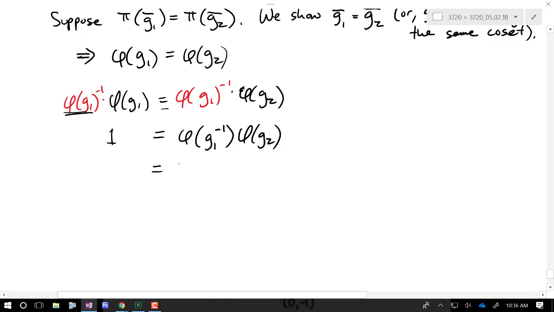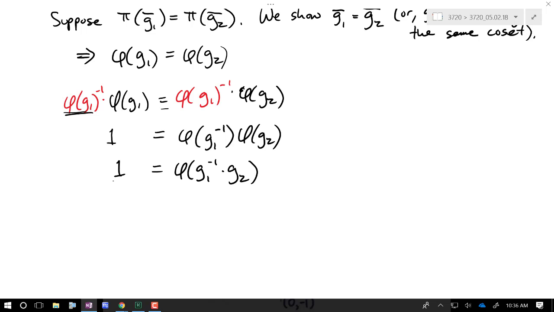Phi of G1 inverse times G2 inverse? Yeah, G2. So phi of G1 inverse times G2 is 1. That's important. And by the way, that's why we picked the inverse of phi of G1. I really wanted to get the identity element over here.